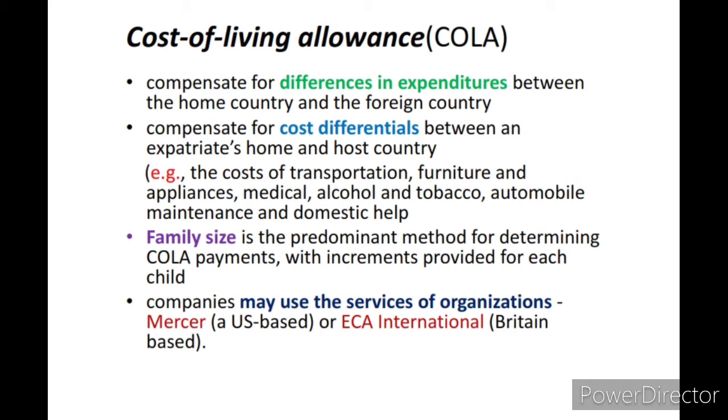For example, Mercer is a US based organization. Similarly, ECA International is a Britain based organization. So these companies will survey a particular foreign country, and they will inform the parent country organization what the cost differences are between the parent country and the host country.